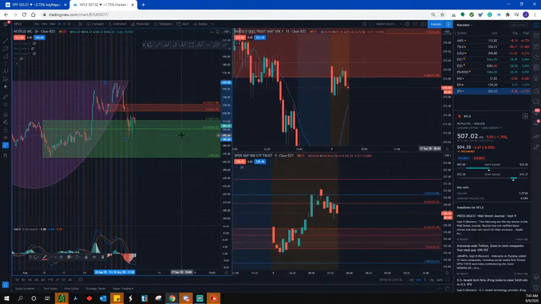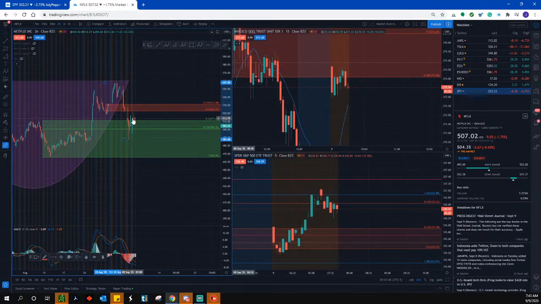All right, so there's your resistance based on this swing here. It's tested it twice, so it's working its way back down into support. But it really needs to break 522 and 531 to start going up. Which, I mean, you've got higher lows and higher highs.